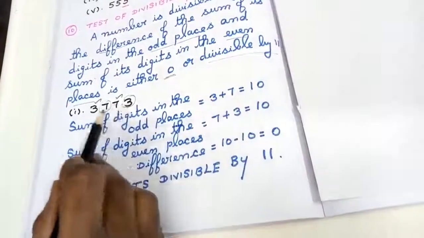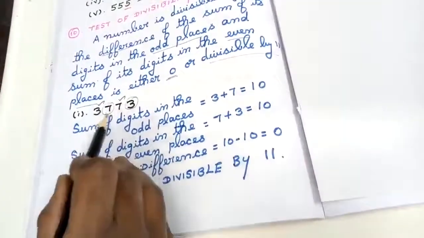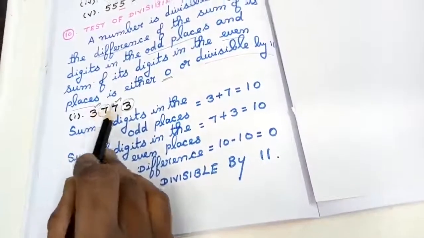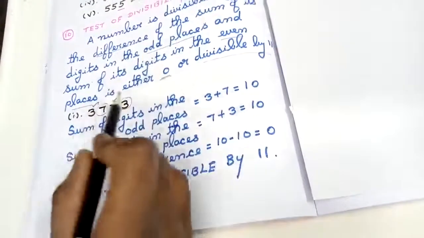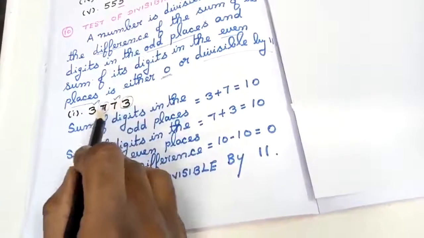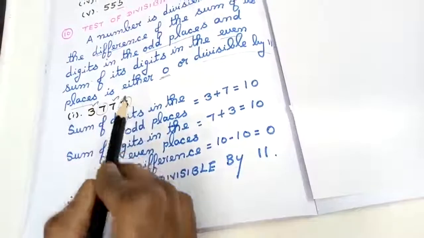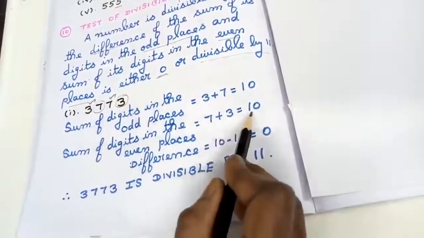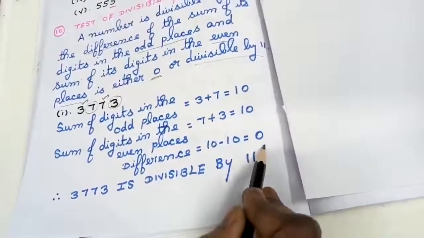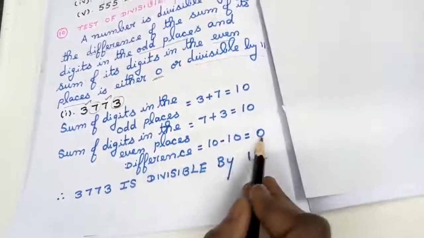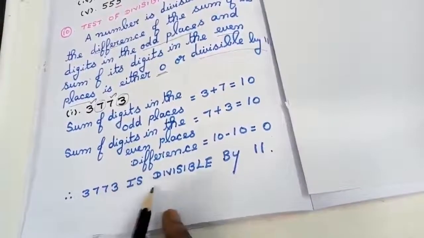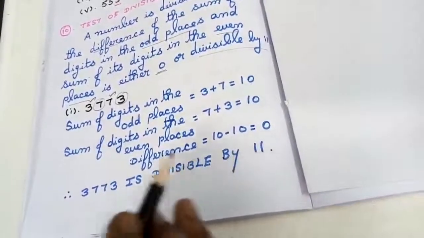The circled values are the sum of digits in the even places. Just see the position here, even place. 1, 2, 3, 4, if you come from left to right. Right to left also means 1, 2, 3, 4. Even place, odd place, that is the concept. 7 plus 3 is 10. I am going to find the difference. If you subtract these two values, you get the answer 0. Therefore, 3773 is divisible by 11.